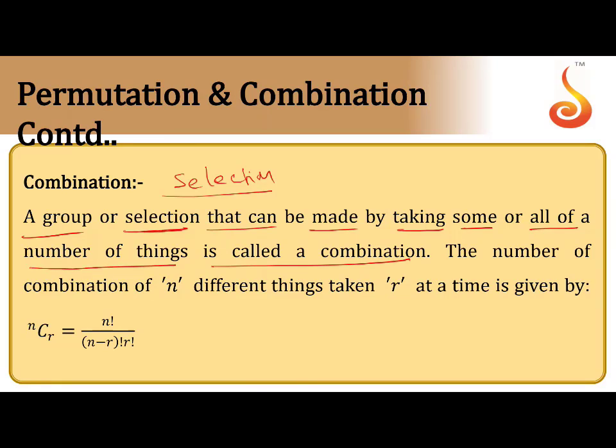A group or selection that can be made by taking some or all of the number of things is called combination. That means simply you can call combination nothing but selections only. So now what is the formula? Before, we got the formula for the number of permutations, that is nPr. Now the formula for the number of combinations, meaning the number of selections of n different things taken r at a time, is nCr. So this C stands for combination.